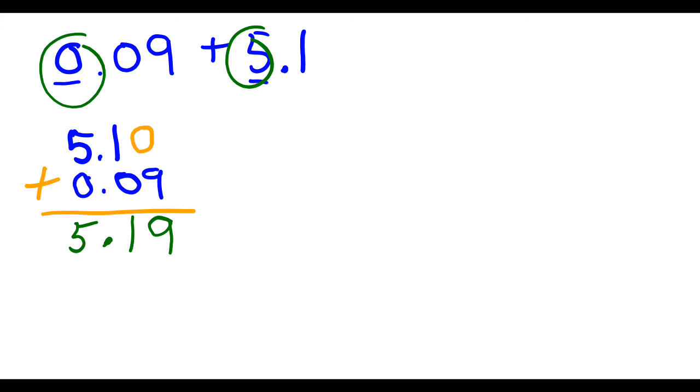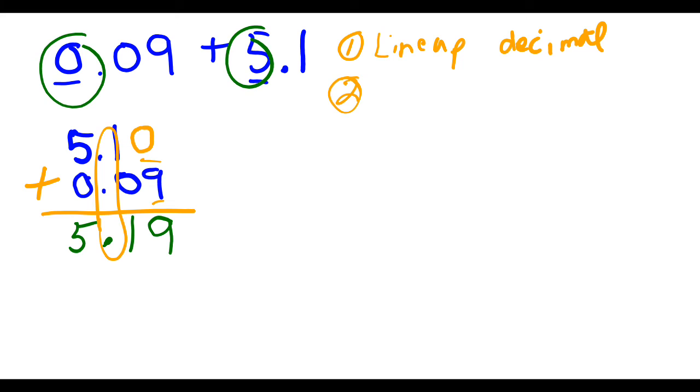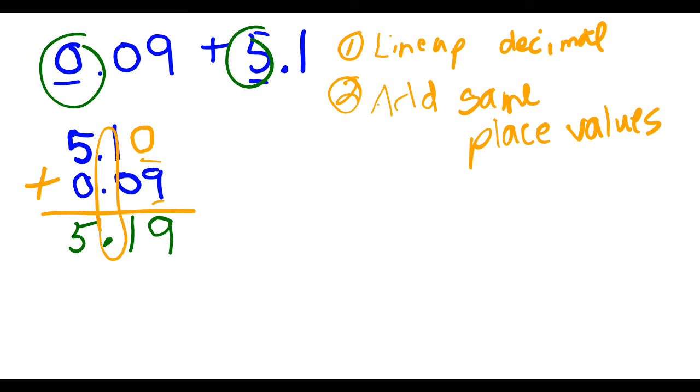So after this video, the things that you should remember are, number 1, you need to line up the decimal, making sure that all the place values are in the same spot in your numbers. The next thing you need to remember is that you're adding the same place values. So you're adding ones to ones, tenths to tenths, hundredths to hundredths. Another thing to remember is to use a 0 when needed.